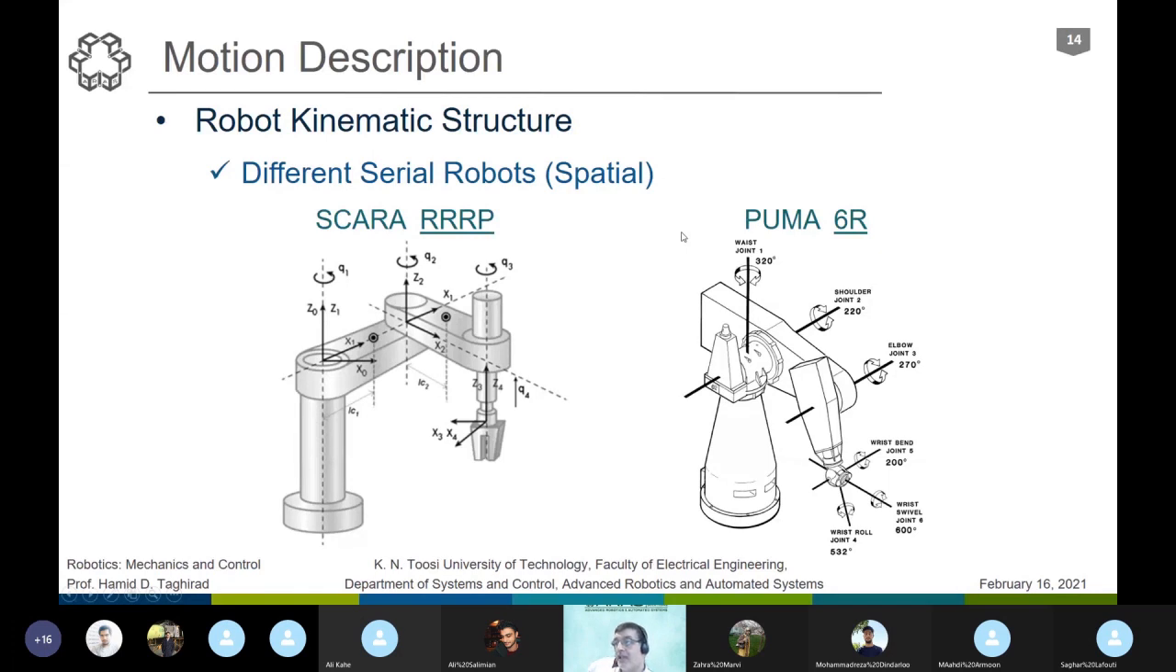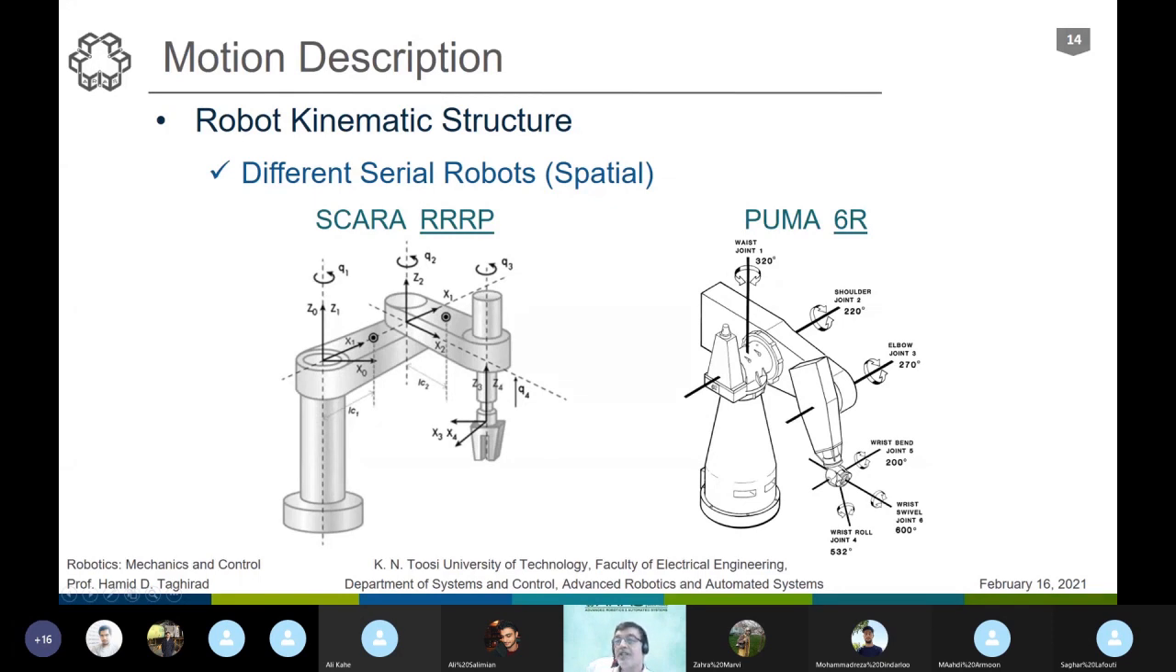As you see here, the first 3 degrees of freedom reach a point, which is positioning. The first one is out of plane, and 2 are rotational in a plane. And then we have a wrist, and at the wrist point we have 3 degrees of freedom. These 3 degrees of freedom provide all the necessary orientation requirements that we have.